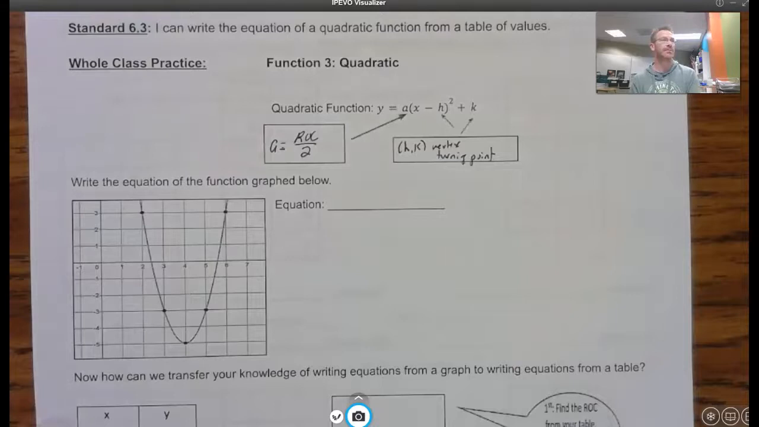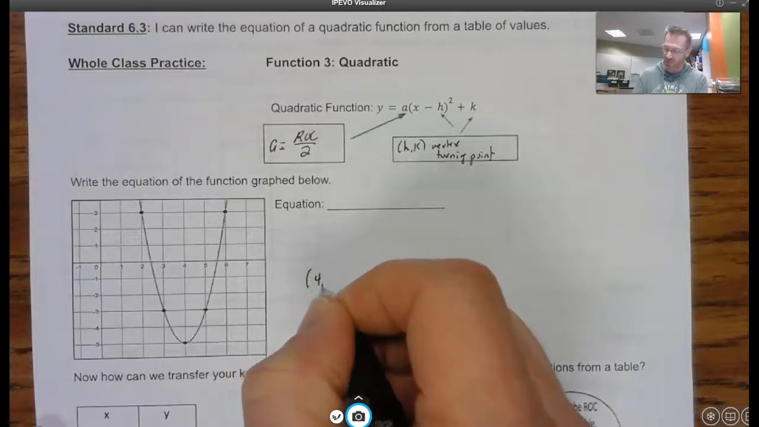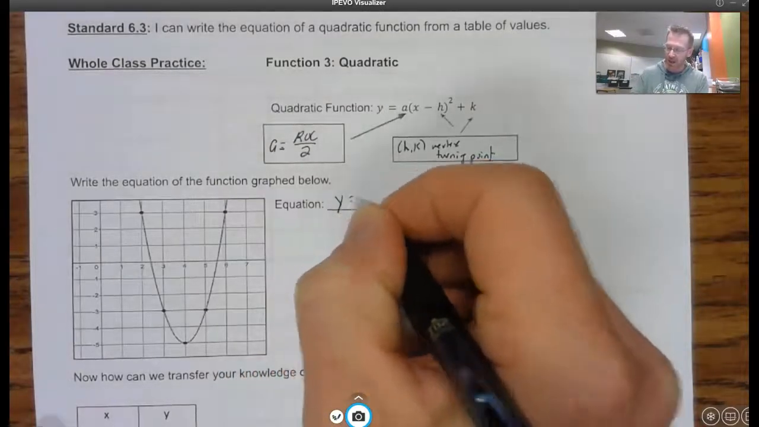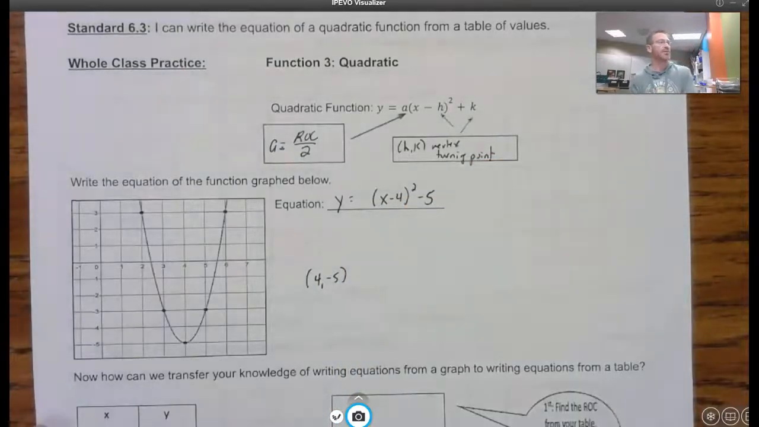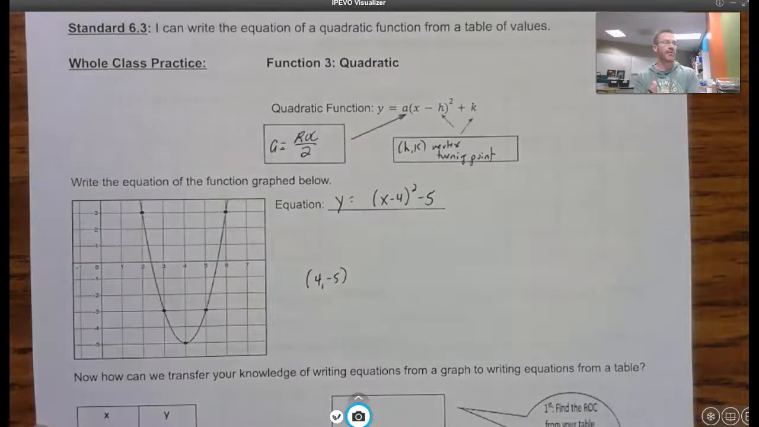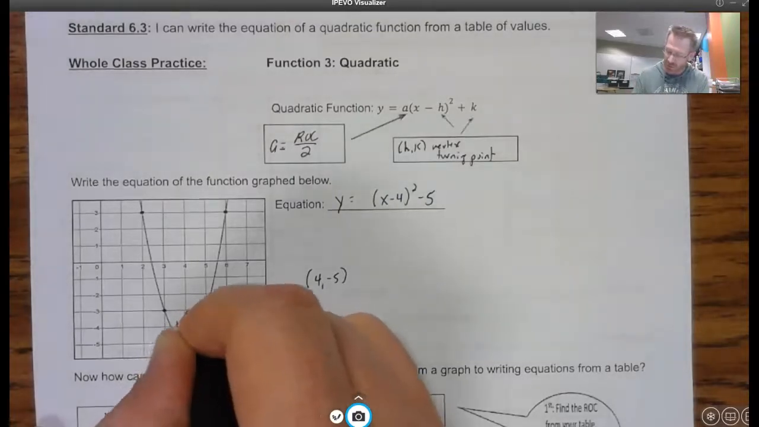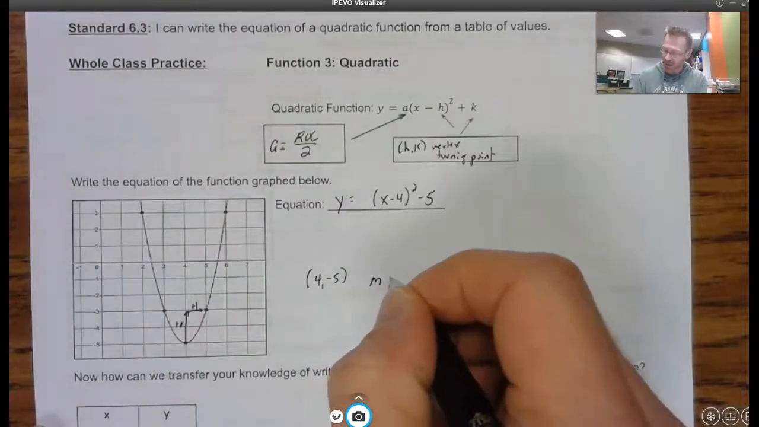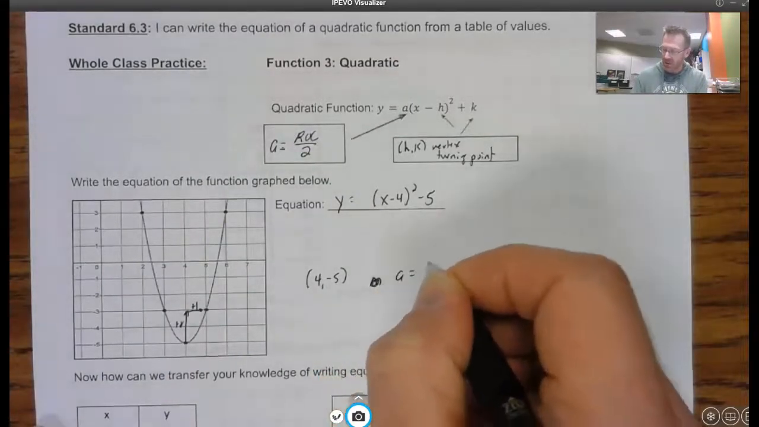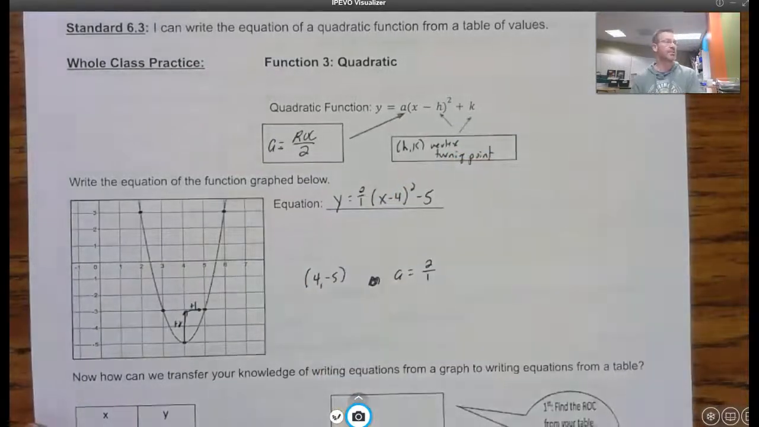All right, so let's start with the vertex. We know the vertex is (4, -5). So I really already have the problem halfway beat if I can identify the vertex. What we've talked about graphically is that the a value was the first step in our rate of change, up to the right one. So a is equal to 2 over 1, and that was what we were using for our a value.